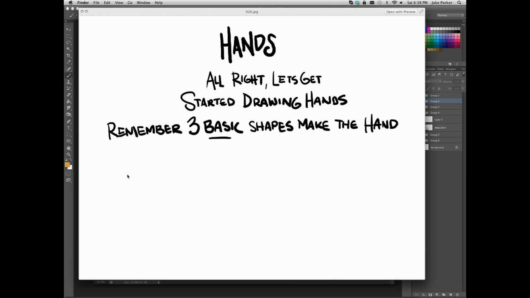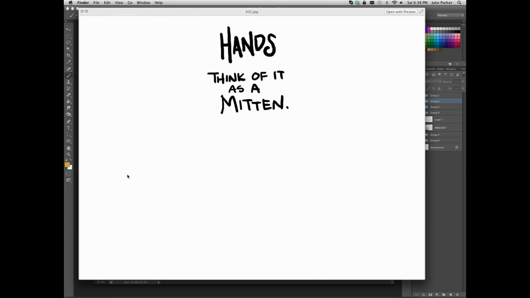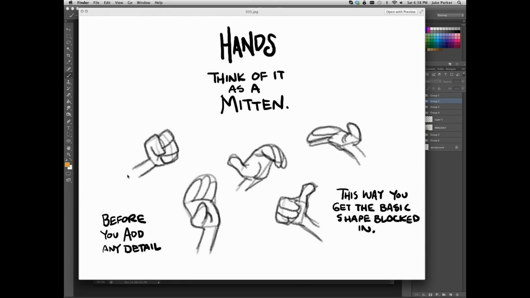Remember, 3 basic shapes make the hand: the palm, the fingers, and the thumb. Think of it as a mitten, and that's a lot of times what I do, and that's what you saw Brandon doing when he was drawing it. He was drawing 2 big basic blob shapes and then filling in the details. But if you think of it as a mitten, it becomes a little bit easier to wrap your head around this really complex shape. And then once you've got your mittens drawn, you can add all the detail.